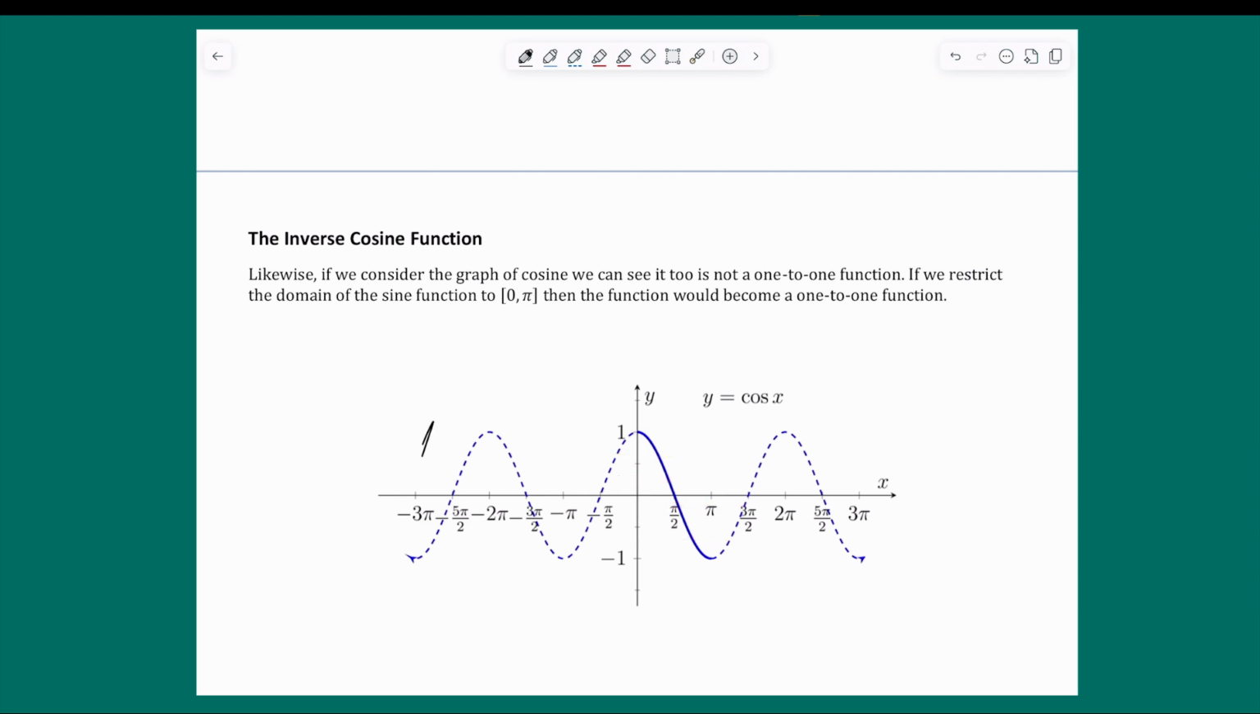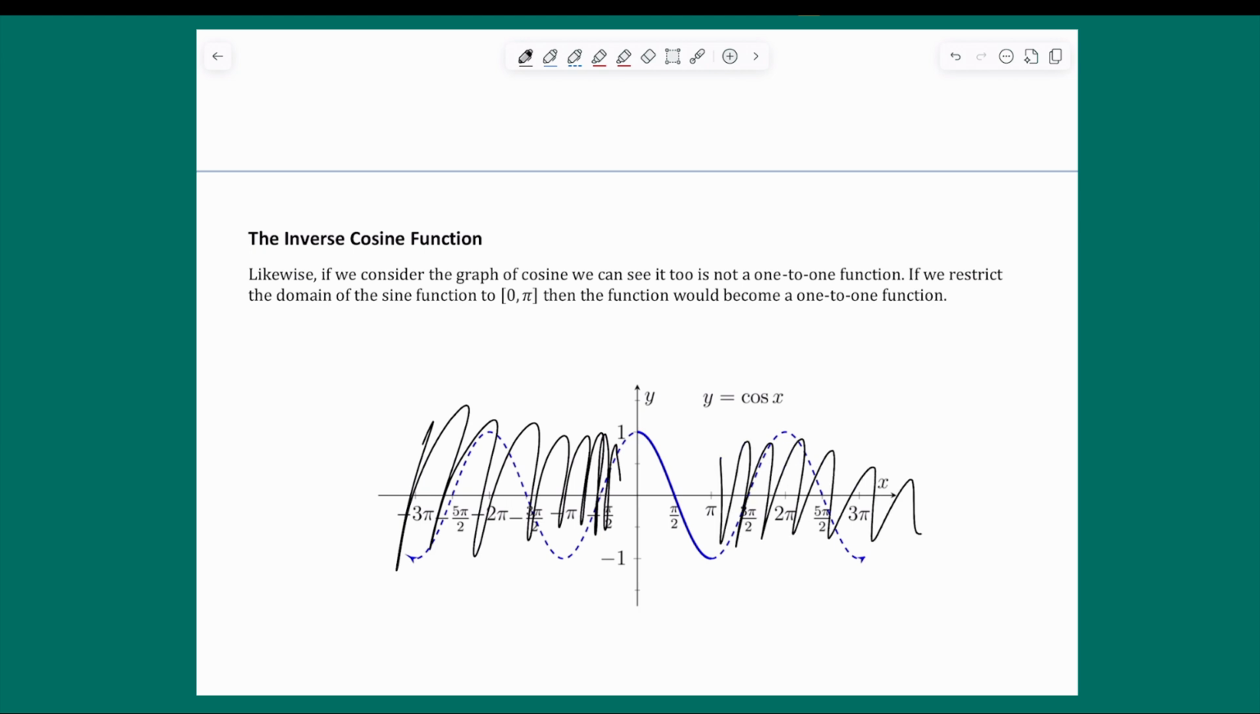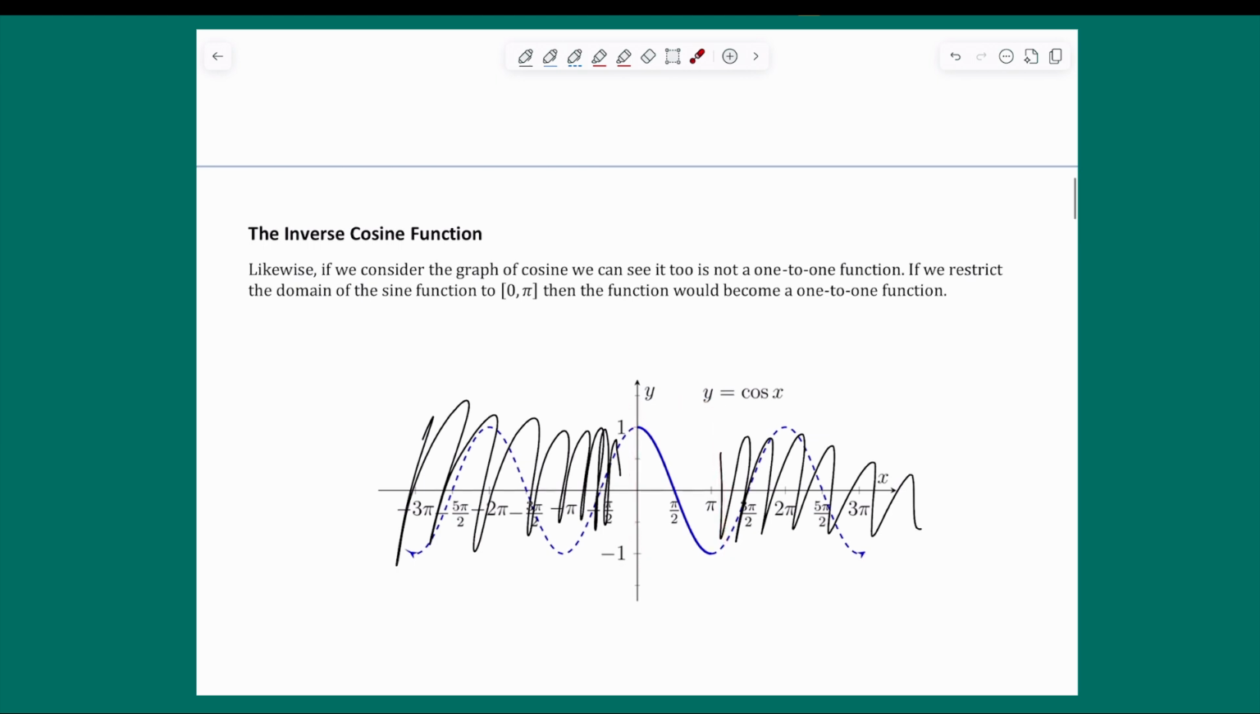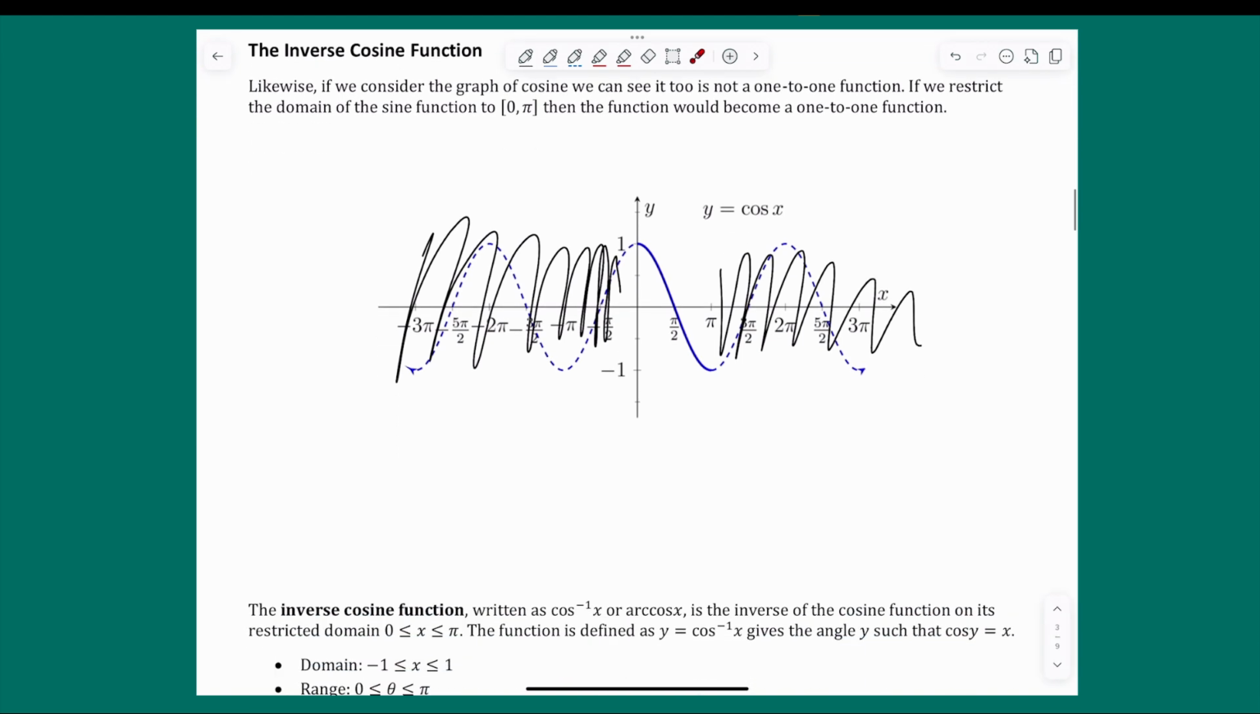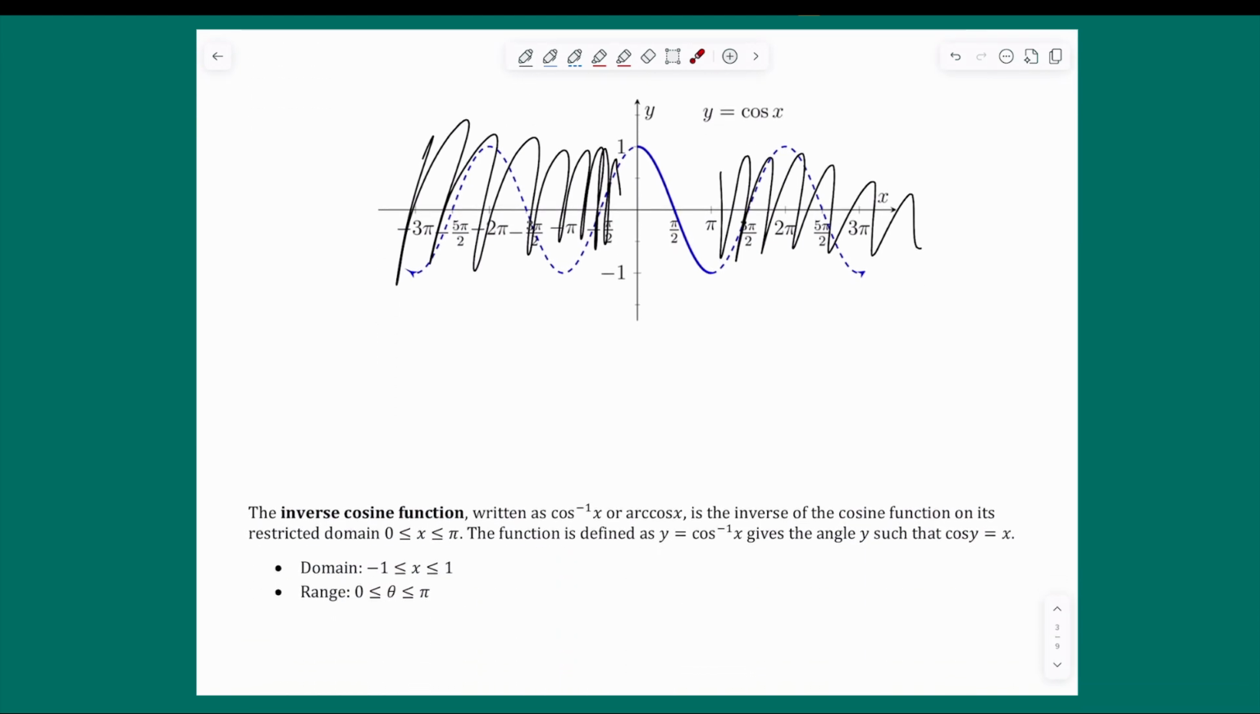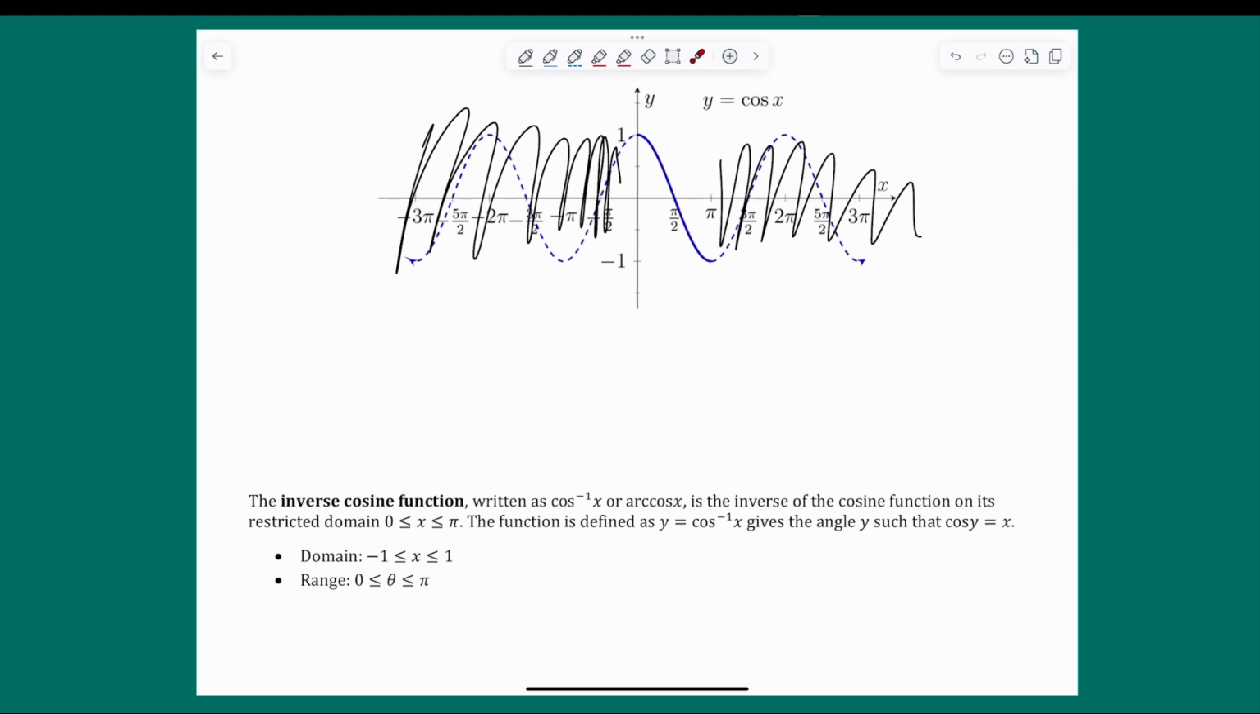In other words, what we're doing is basically ignoring any x values to the left of 0 and any x values to the right of pi, and we just get this portion right here. So we focus on that portion, and then we can define the cosine inverse function as follows. The inverse cosine function, written as cosine inverse of x, or arc cosine of x, is the inverse of the cosine function on its restricted domain between 0 and pi. The function y equals cosine inverse of x gives the angle y such that cosine of y equals x.